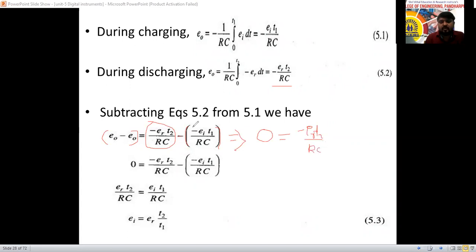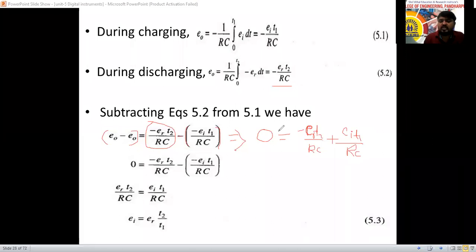This one, minus into minus. What is the answer? Here one minus is there, here minus is there. Minus into minus, what will become? Plus. So I will use this one as plus here now. Plus EI T1 divided by RC I am going to use here.